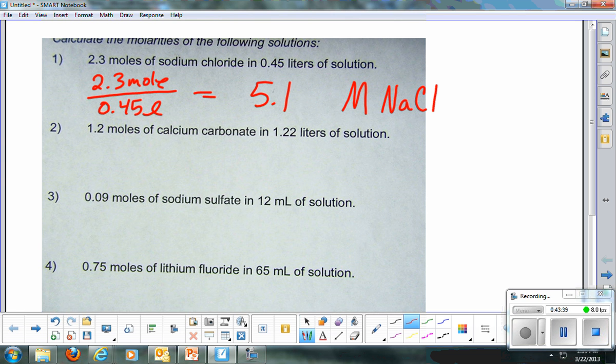Now, if you're not given liters, like right here, you've got to divide it by 1,000 before you do it. So it's got to be in moles and it's got to be in liters. So if you're given grams, you got to change it to moles. So let's go down to the next group here.